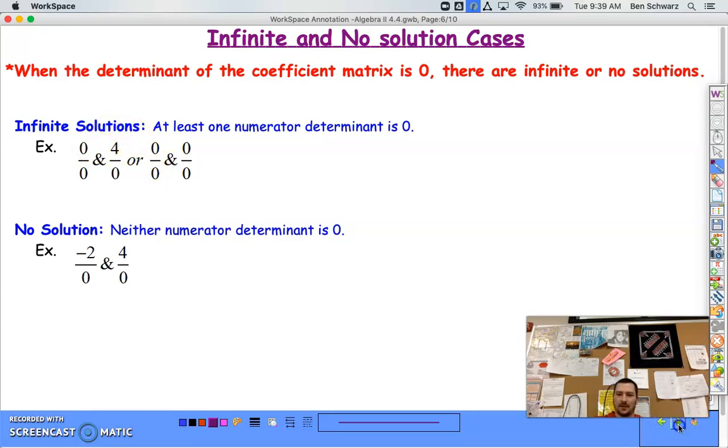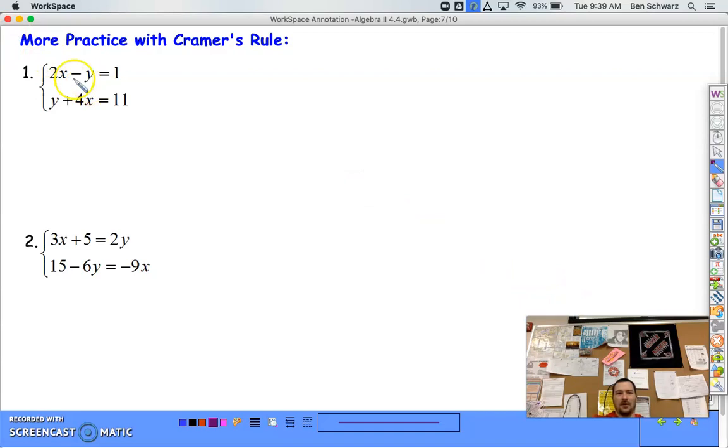So let's practice a couple more here. To solve this one, we write our coefficient matrix. So that's 2, negative 1. Now notice they're out of order here. You want to go x's then y's. So this would be 4, 1. So this is your coefficient matrix. So that determinant is going to equal 2 minus negative 4. So that determinant is 6. So that's going to be our denominator.